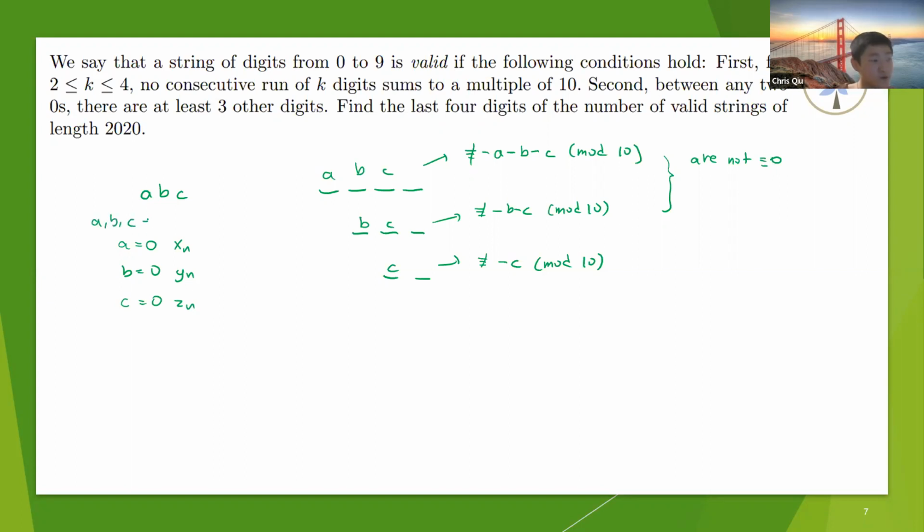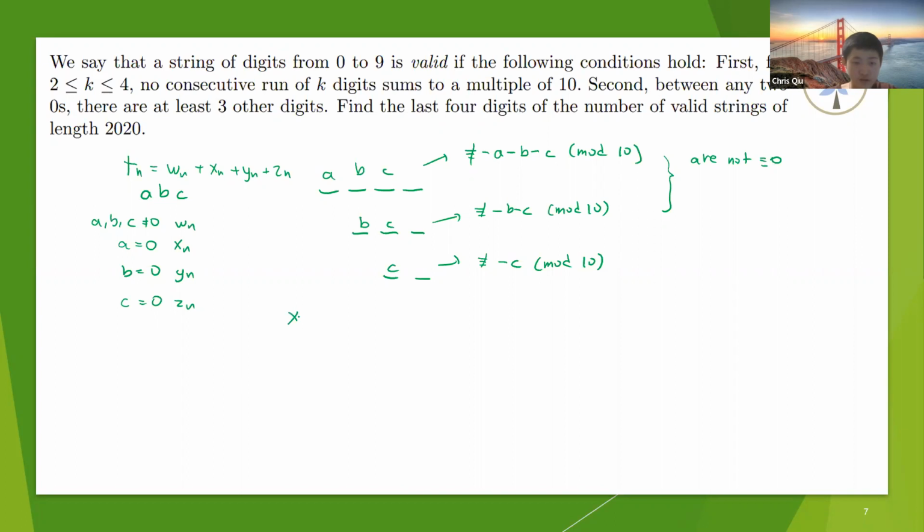And if A, B, and C are all not equal to 0, then there's going to be W of n ways. And we can see that the number of valid strings of length 2020 would be Wn plus Xn plus Yn plus Zn. So let's just call the number of valid strings of length n T of n. And then T of n is going to be equal to W of n plus X of n plus Y of n plus Z of n.